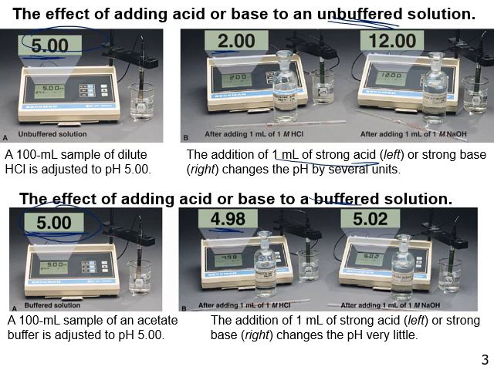Similarly, if you take the first solution and add 1 ml of a strong base into it, the pH jumped. If it is unbuffered, it jumped to 12. But if it is a buffered solution, the pH only increased by 0.02. It went from 5 to 5.02. So that is a buffer: it can resist change in pH. Whereas an unbuffered solution will not be able to do that.